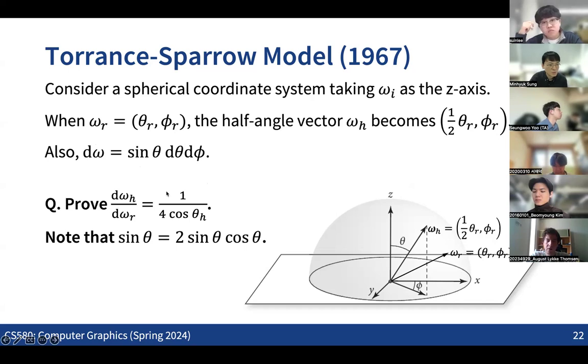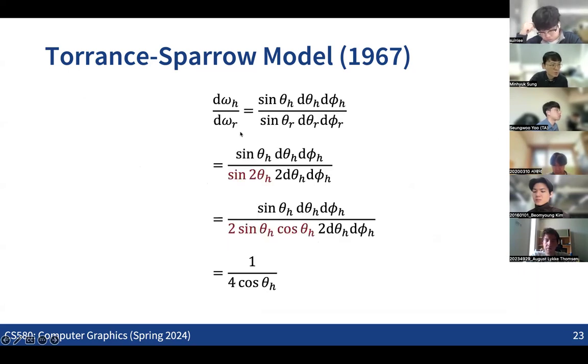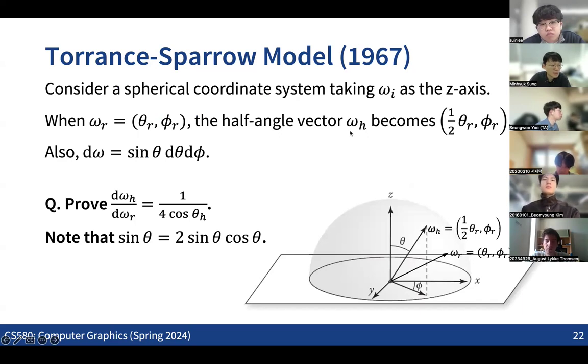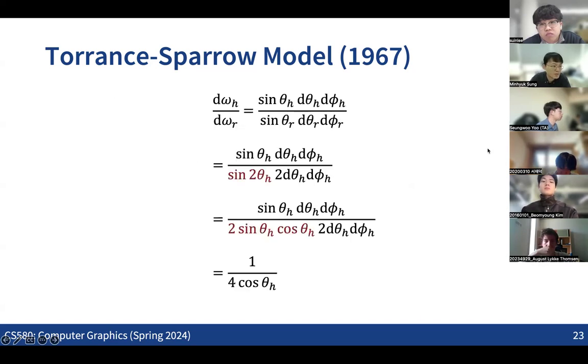So let me go over those things. We rewrite it like this, showing the ratio between these two. We can rewrite these parts based on the fact that the half angle vector is represented by half of the elevation and the same azimuth, right? Now we can write that the ratio between these two can also be described as 1 over 4 times the cosine of theta h. We are skipping some details here, but I recommend you check out those details in the slides after the lecture.